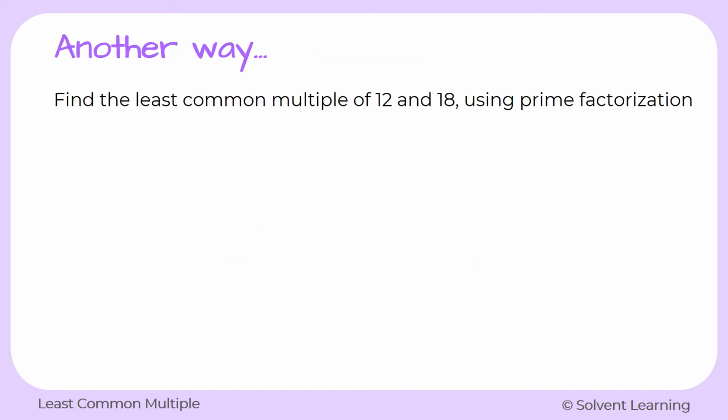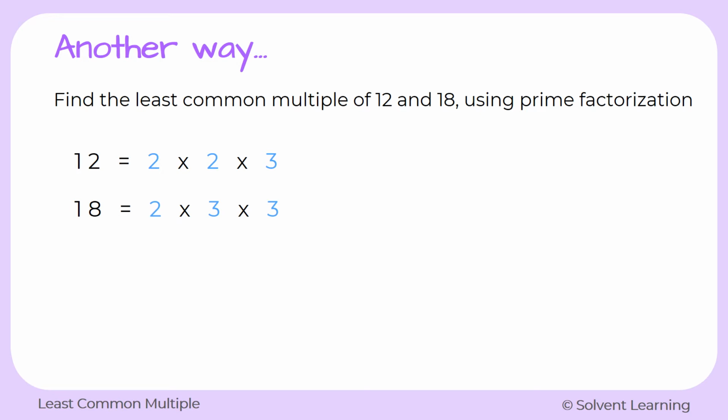Now, of course, in math, there's normally another way that we can solve the problem. So this time we're going to find the least common multiple, but using prime factorization. If we list out the prime factorization of 12, we get 2 times 2 times 3. For 18, we get 2 times 3 times 3. Now remember, you can always use a factor tree to help you set up the prime factorization of a number.